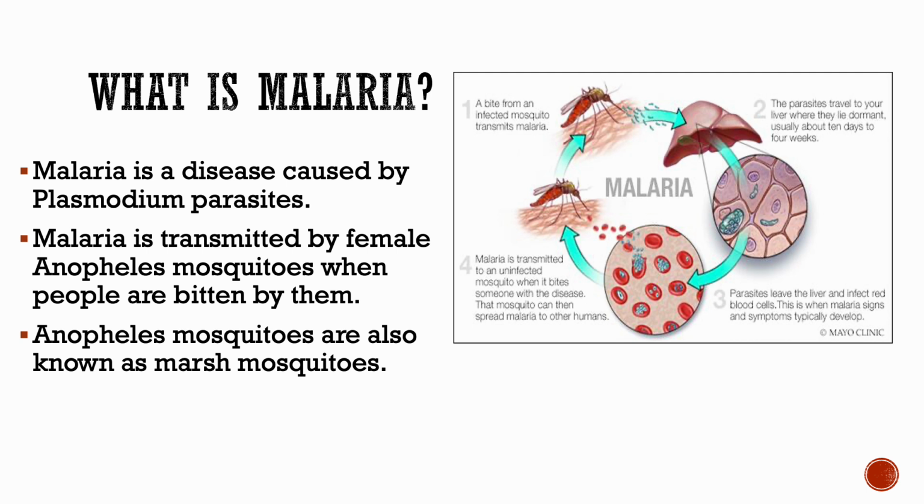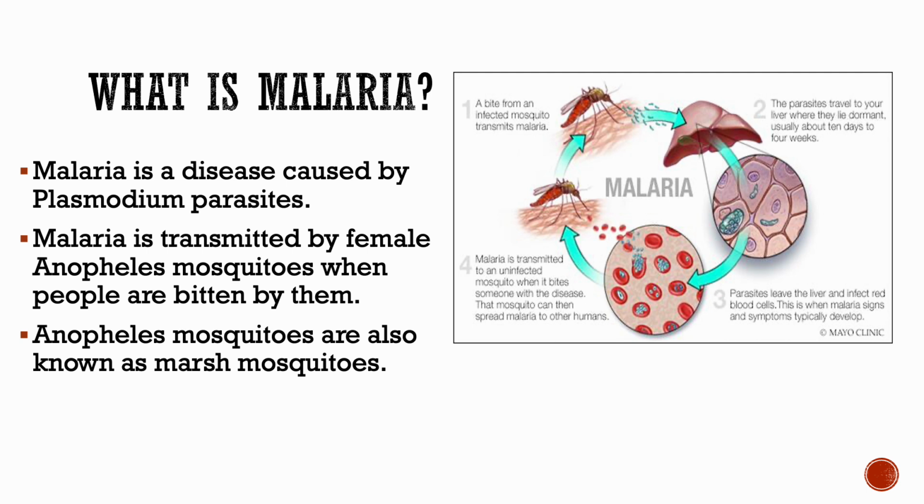On the right, there is a picture showing how the cycle begins and how it keeps getting transmitted from person to person. Number 1, a bite from an infected mosquito transmits malaria. Number 2, the parasites travel to your liver where they lie dormant, usually about 1 to 4 weeks. Number 3, parasites leave the liver and infect red blood cells. This is when malaria signs and symptoms typically develop.